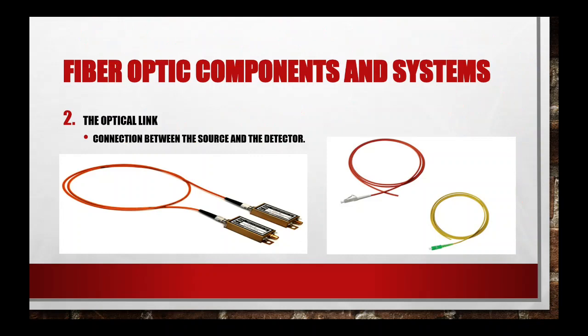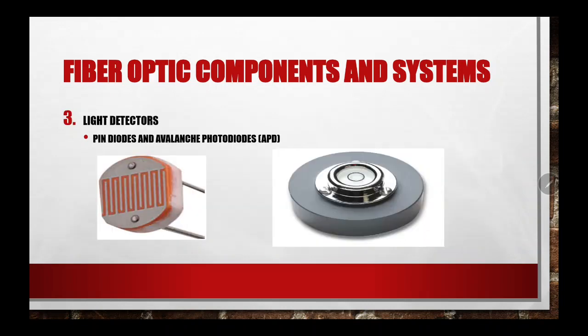So, after ng source, syempre kailangan meron ka ng link. So, basically, yung link, yan na yung fiber cable natin or fiber optic cable. Okay, so yun yung mga itsura niyan. And then, yung last component dito will be the light detectors. So, yung light detectors, typically, yan yung nakalagay sa receiving end natin. Yan yung detect nung light na dumaan din sa fiber link natin. So, usually, it is made of, or ito is composed of pin diodes and yung avalanche photodiodes natin or APD.